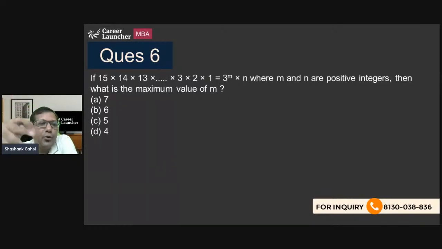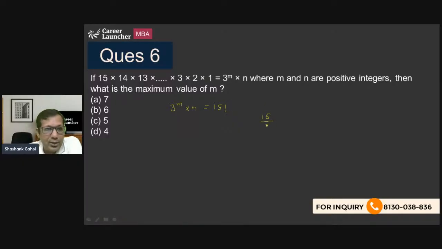15 into 14 into 13 into 12 and so on up to 1 is equal to 3 power m into n. Now, what is the maximum value of m? So basically I can say that 3 power m into n is equal to 15 factorial. This question is telling us: what is the highest power of 3 in 15 factorial? That's what the question is talking about, right? So how will we find it? So the standard approach, we have already solved a couple of questions of the same type.